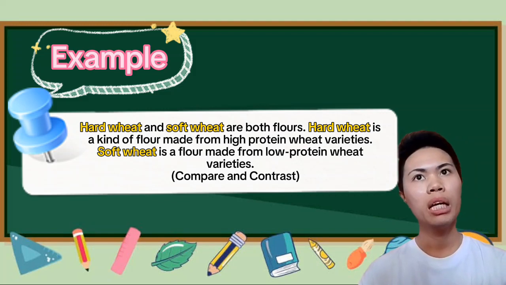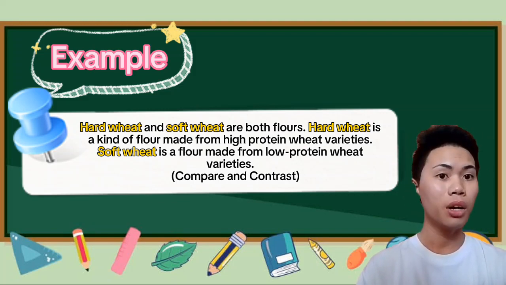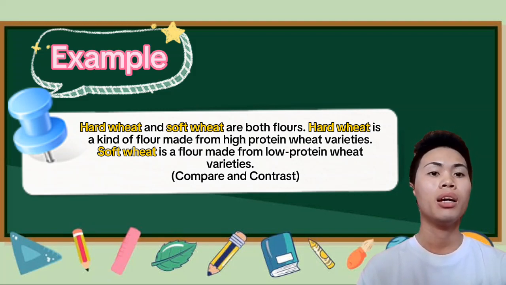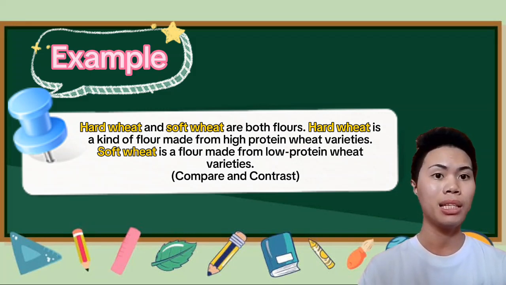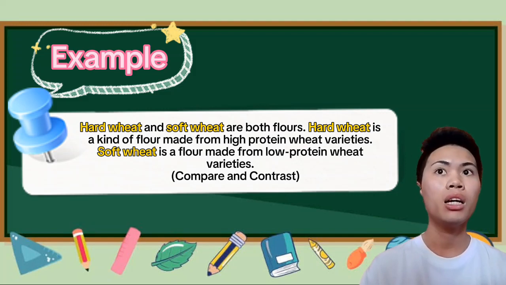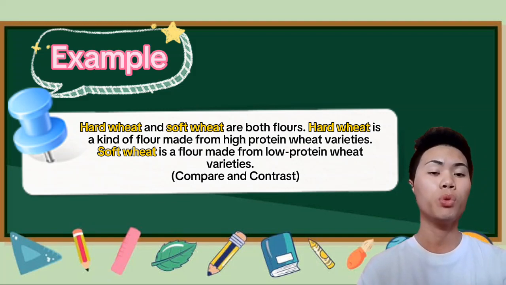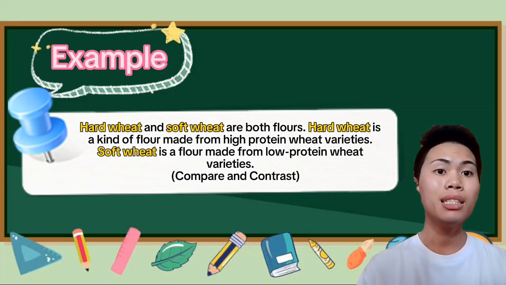Hard wheat and soft wheat are both flours. That is their similarity, while their difference is that hard wheat is a kind of flour made from high protein wheat varieties, while soft wheat is a flour made from low protein wheat varieties. That is the difference between hard wheat and soft wheat. So that is compare and contrast.